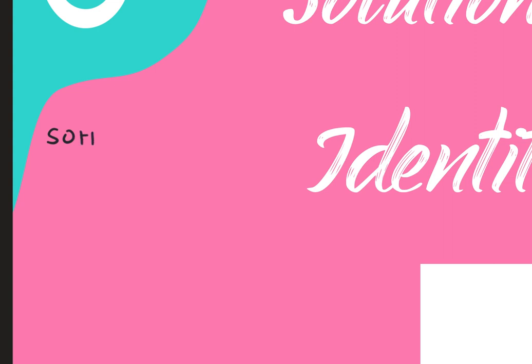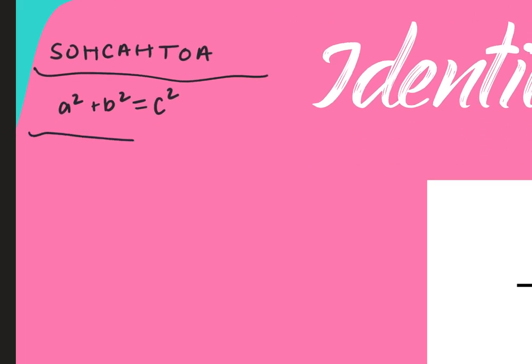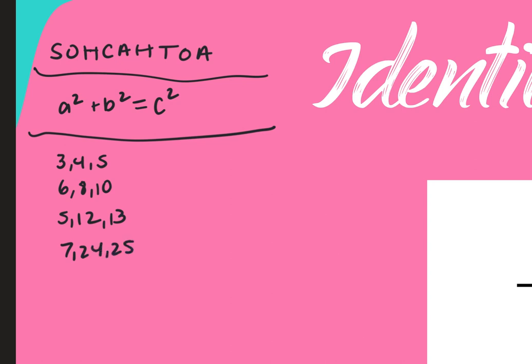In addition to this, we reviewed SOHCAHTOA: sine is opposite over hypotenuse, cosine is adjacent over hypotenuse, tangent is opposite over adjacent. We reviewed the Pythagorean theorem, a squared plus b squared equals c squared, which can be used to find the third side of a right triangle. We reviewed the common triples: 3, 4, 5; 6, 8, 10; 5, 12, 13; 7, 24, 25; and 8, 15, 17. These are not the only triples that exist, but these are the common ones.